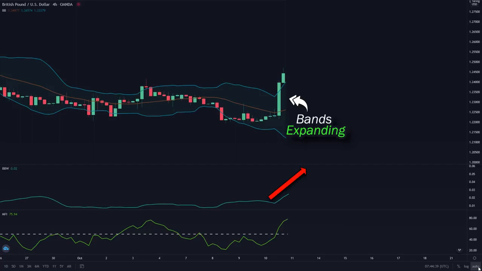And down here, you can see that the MFI crosses above the middle line, which means that it's a bullish signal. Plus, a big green candle broke out of the upper standard deviation line. So all these signals confirm that the breakout is more likely going to happen to the upside. So this is a good opportunity to take a buy position.